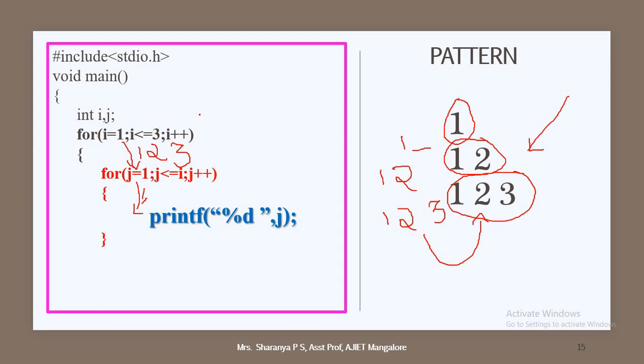That is attached with the outer for loop. So after this, we have to provide the \n so that each time after printing 1, the cursor will be moved to the next line. This is how we can print the pattern by using these two for loops.